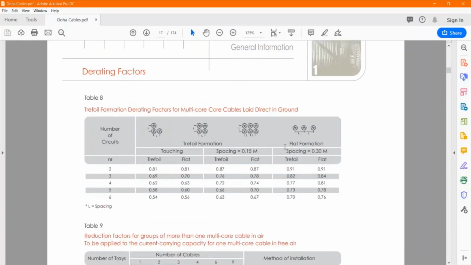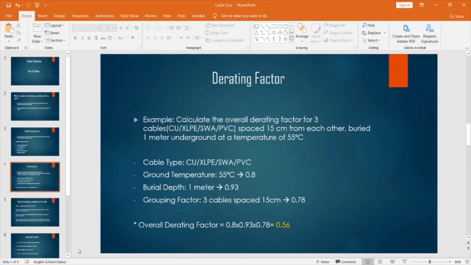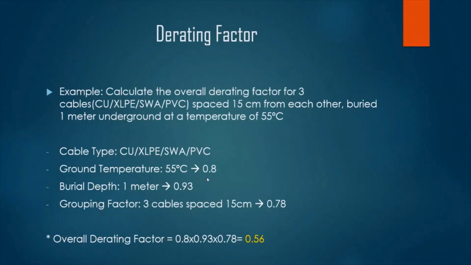We are given also the spacing between the cables. This table says that this is the formation derating factors for multi-core cables. So exactly this table is what we need. So we assume that we have three cables that are spaced 15 centimeters from each other, and let's also assume that these cables are placed in a flat form, 15 centimeters. So we will look at this part of the table, and we have three cables, so the value will be 0.78. Now let's get back to our example. To get the total derating factor, or the overall derating factor, we will multiply all these values together and get an overall derating factor of 0.56. This is what we need to know about the derating factor.